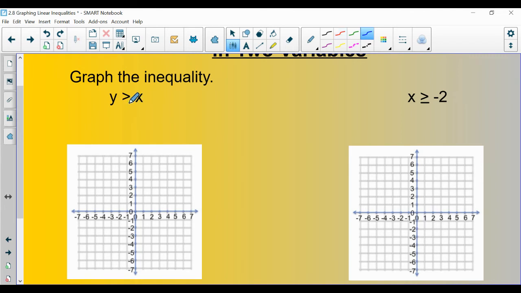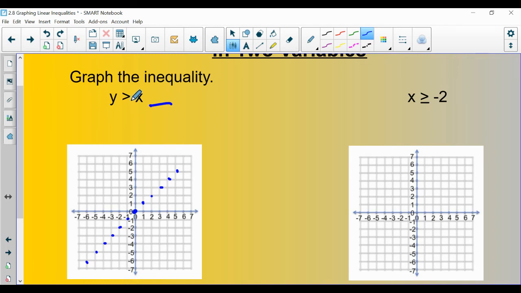So in this problem, y is greater than x. This is in slope-intercept form. We are pretending it's an equal sign. There's nothing being added or subtracted. So 0 is where I would start. And its slope is 1, so it's going to go up 1 over 1. Or we could go down 1, left 1.